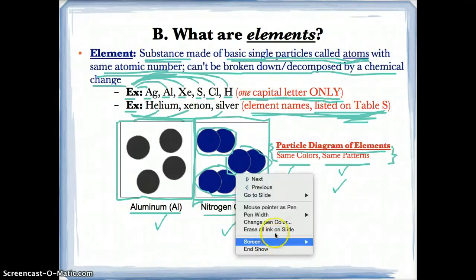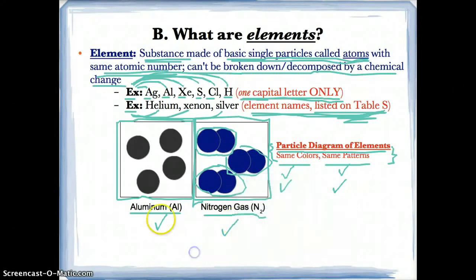So I also want to go over how you can tell that aluminum and nitrogen gas are elements just based on their chemical symbols and their chemical names. So in aluminum, you see one capital letter, so you know it's an element based on its chemical symbol. For this one, you know that's an element because it has only one capital letter. The only capital letter is the N. So you know that N2 is also an element.